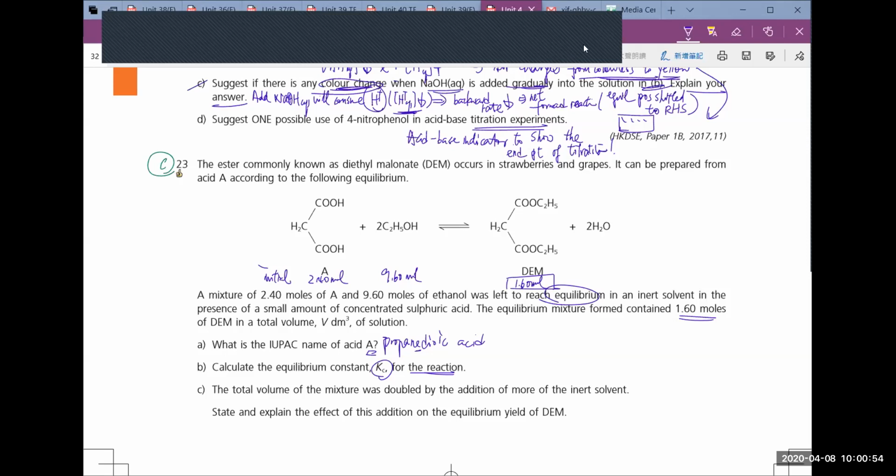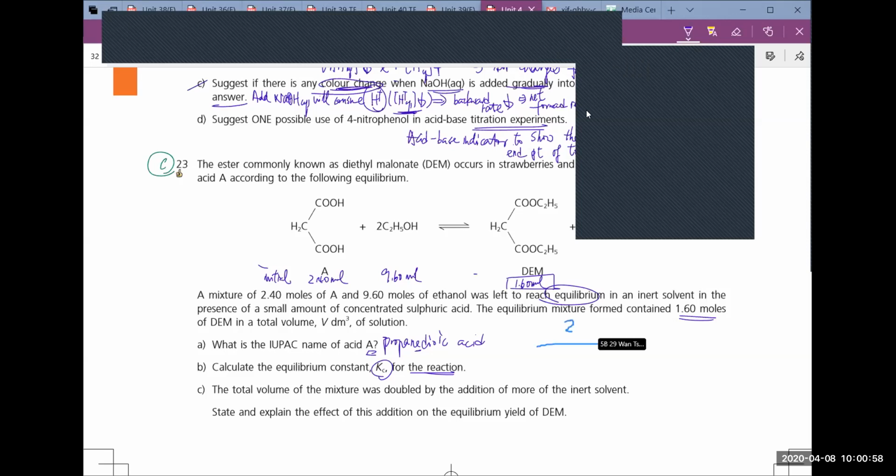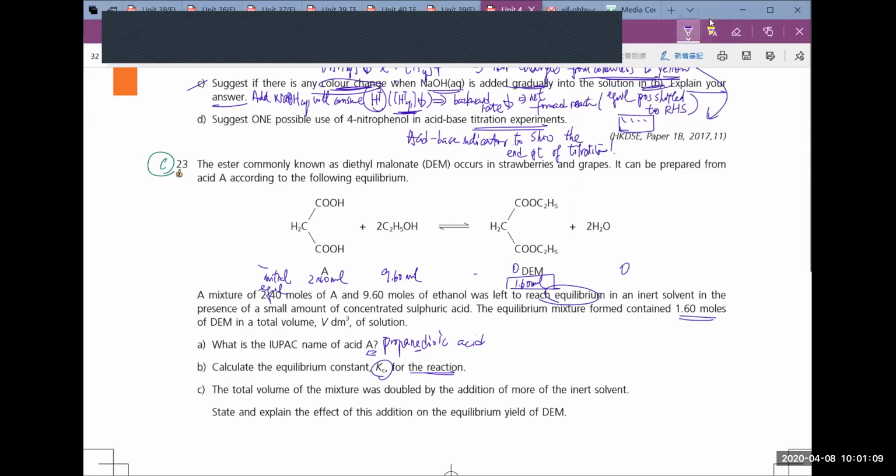Why? Do you know? So the initial amount of the product is 0. At equilibrium, we have 1.60 mole, an increase of 1.60 mole, which means these two will have a drop. What amount? Is it 1.60 for both of them? No. This one has a coefficient of 2, right? So we have a drop of 1.60 mole for this one, and they will have a drop of 3.20 mole. Can you get the point? So the equilibrium moles are 0.80 mole.